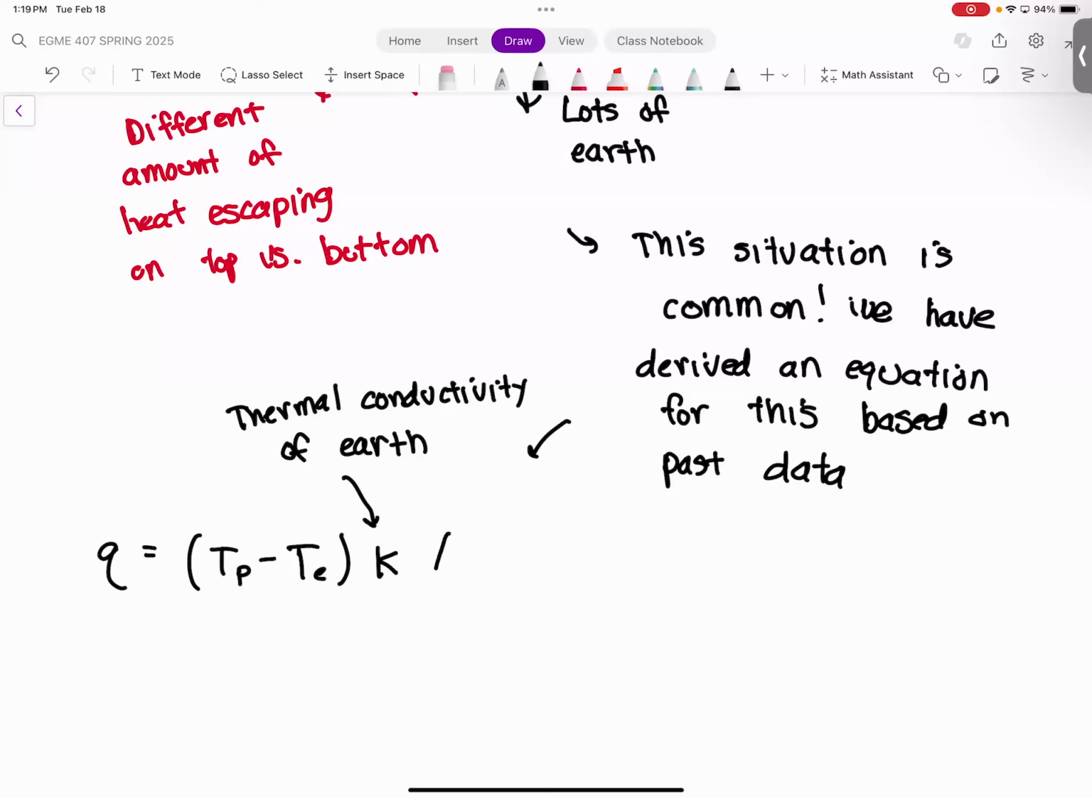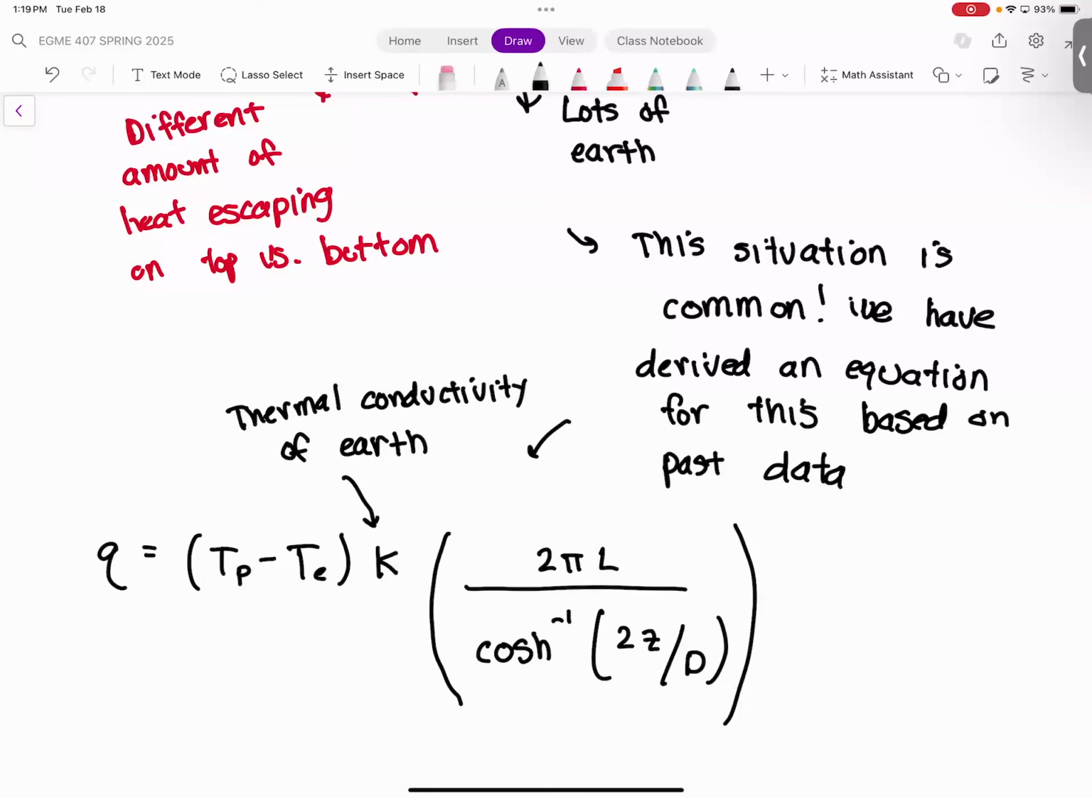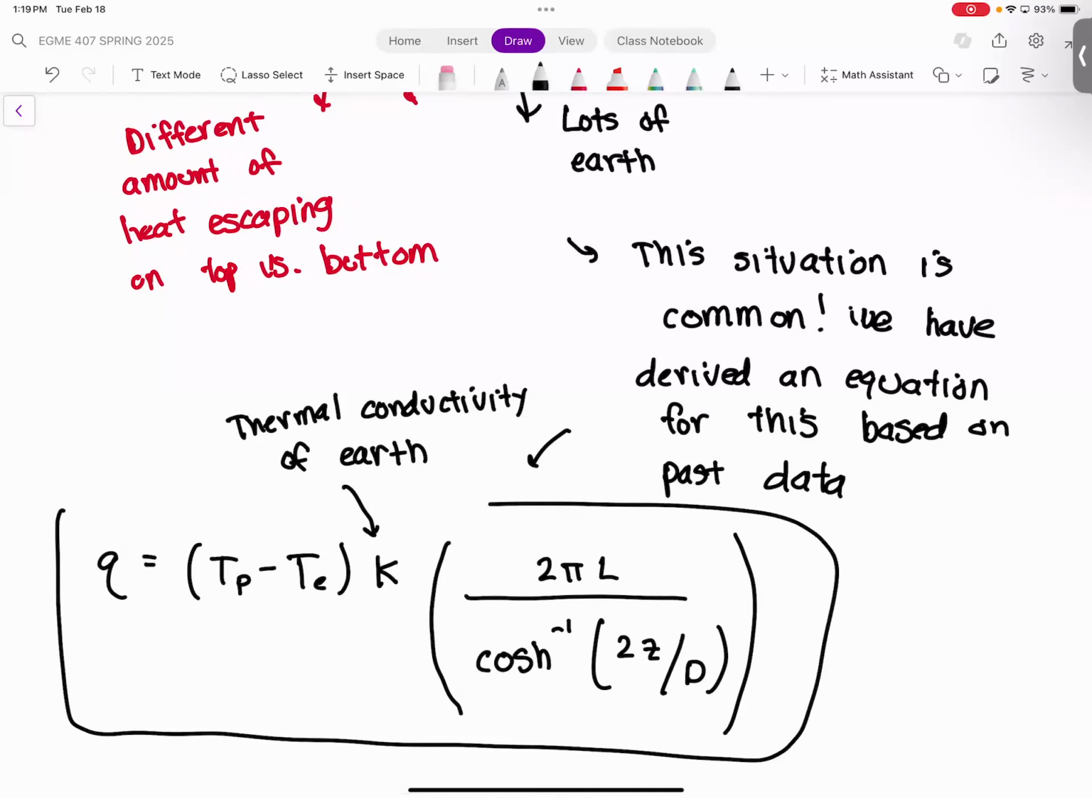Multiplied by this factor right here. So we have 2 pi L divided by hyperbolic cosine inverse of 2z divided by d. Okay, so I'll let you write that down, and I'll define the terms there. But there's a few variables that we haven't seen just yet.